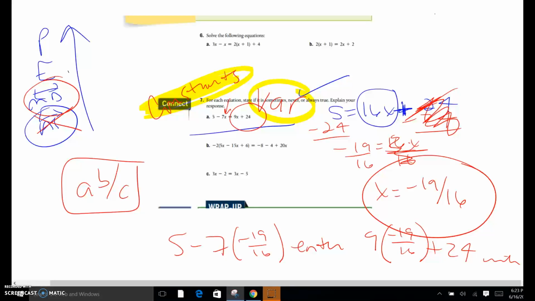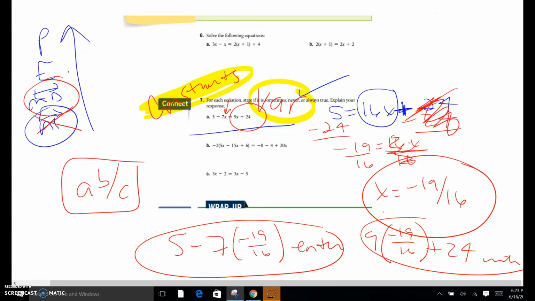If you don't, they don't. Because remember, just like chemistry, this answer has to balance with that answer. And if it doesn't, then it's wrong. All right, try B and C, and we'll keep moving on.